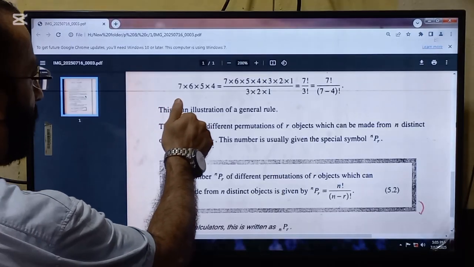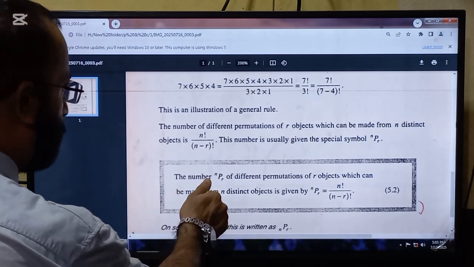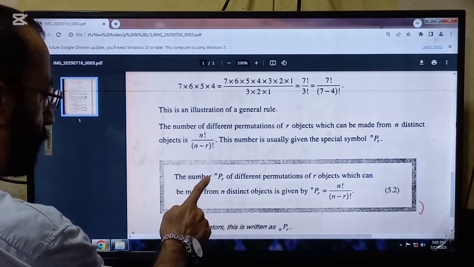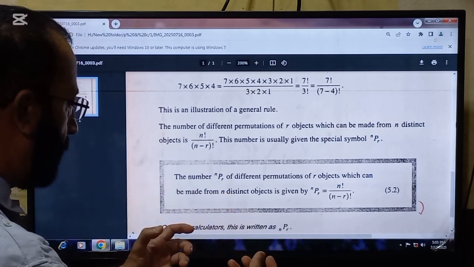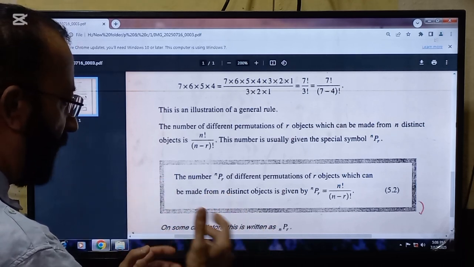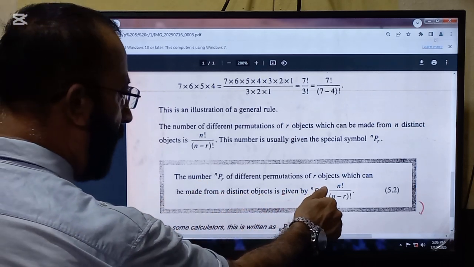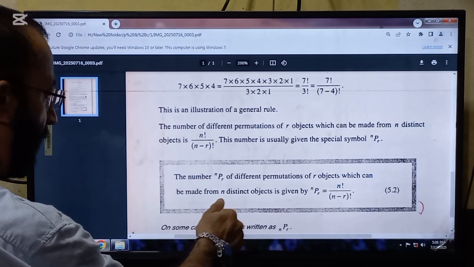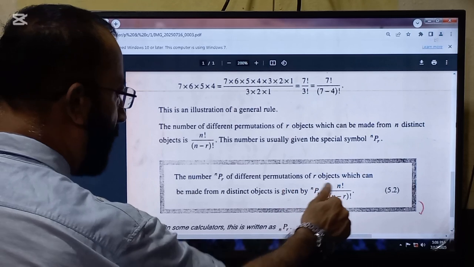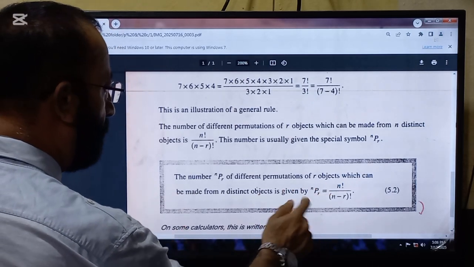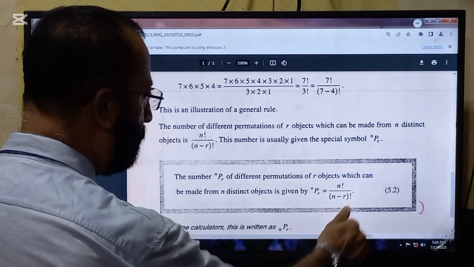So this answer 7 into 6 into 5 into 4 can be obtained from the general formula of the permutation. n is the total number of the objects and r is the number taken out of the total to make different arrangements. The number nPr of different permutations of r objects which can be made from n distinct objects, where n is the total number of distinct objects and r objects are going to be arranged, is given by nPr equals n factorial over n minus r factorial.